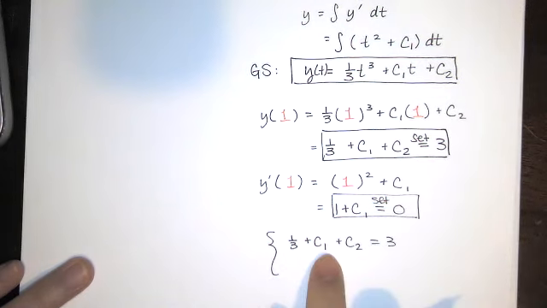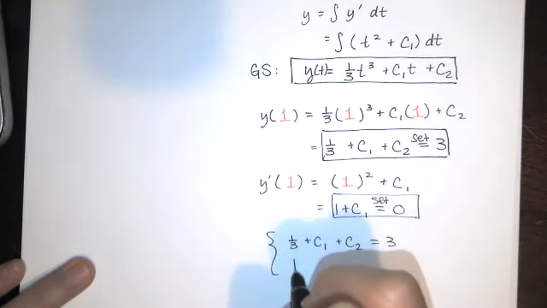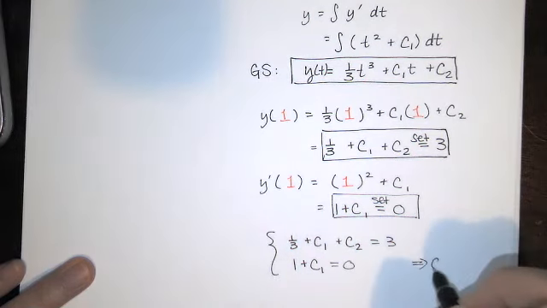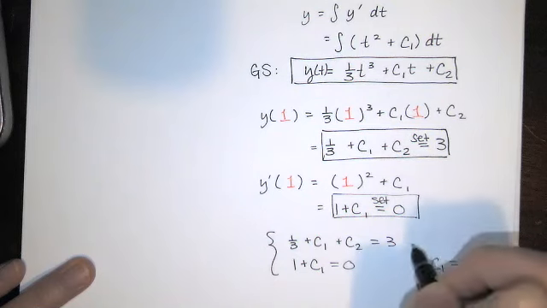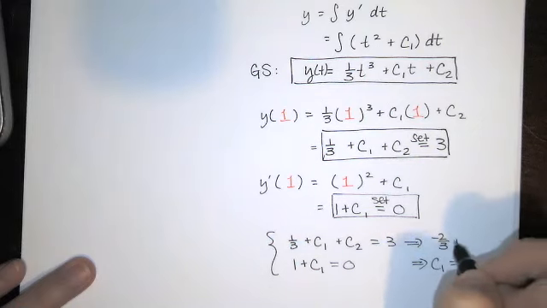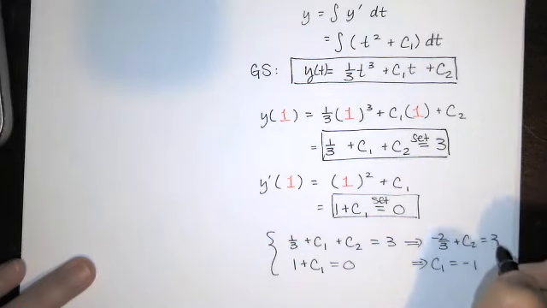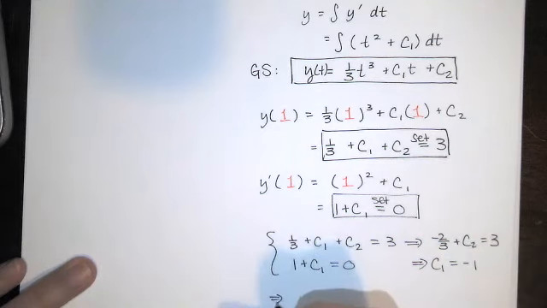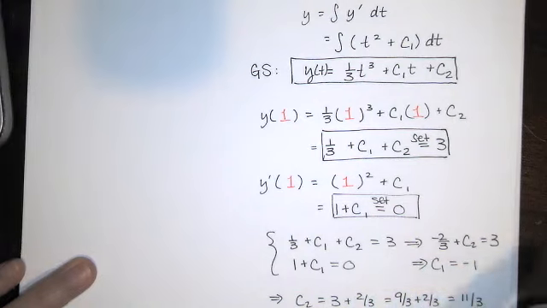So we have 1/3 plus C1 plus C2 equals 3, and 1 plus C1 equals 0. Solving this for C1, we get C1 equals -1. And if C1 equals -1, we'll have 1/3 minus 1, which is -2/3, plus C2 equals 3. And then we can take this equation and solve it for C2. C2 is 3 plus 2/3, or 9/3 plus 2/3, which is just 11/3.